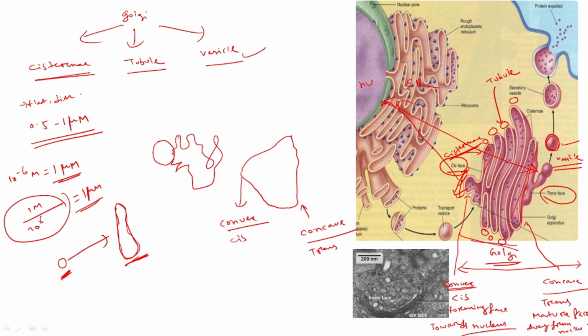Okay, so they are interconnected. That means the cis and the trans are interconnected here. So this is the main structure of the Golgi body.